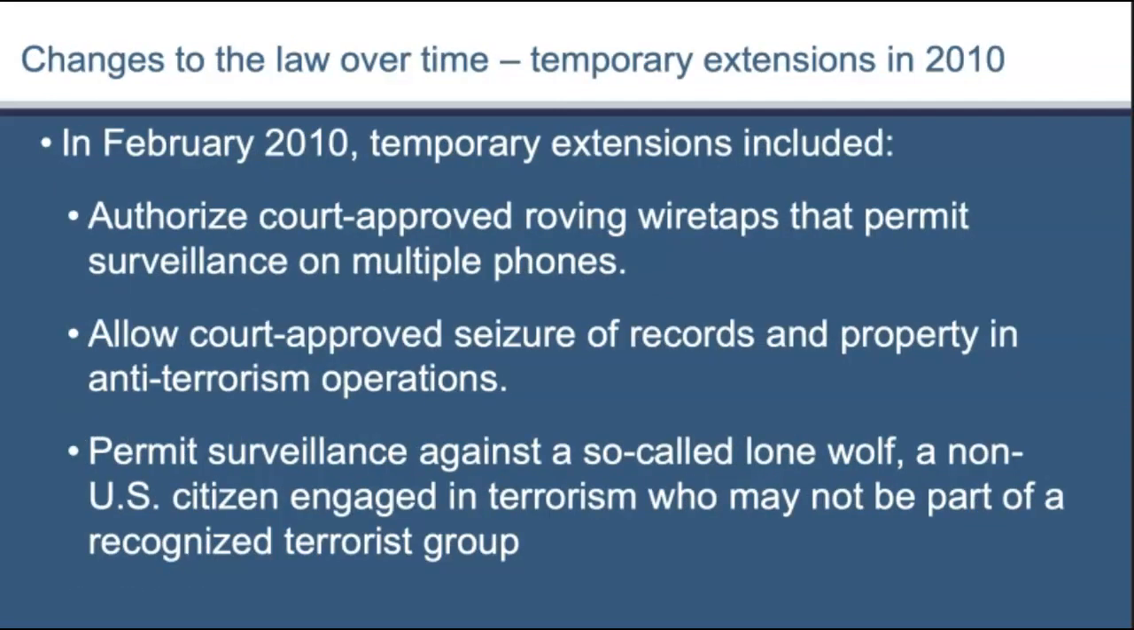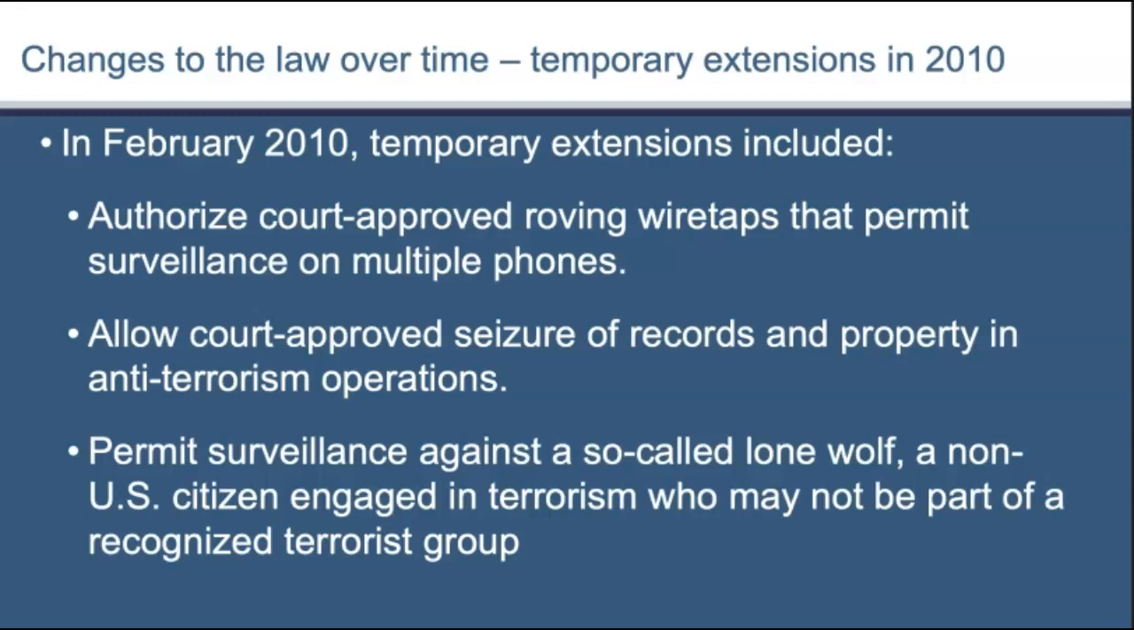There were temporary extensions in 2010 because a lot had happened since 2005 where we start questioning overreach and so forth. But there were one-year extensions that included authorizing court-approved roving wiretaps that permit surveillance on multiple phones, allowing court-approved seizure of records and property in anti-terrorism operations, and permitting surveillance against a so-called lone wolf, a non-U.S. citizen engaged in terrorism who may not be a part of a recognized terrorist group. So we haven't used the lone wolf provision very often, if at all, but it is there and was included in that temporary extension.